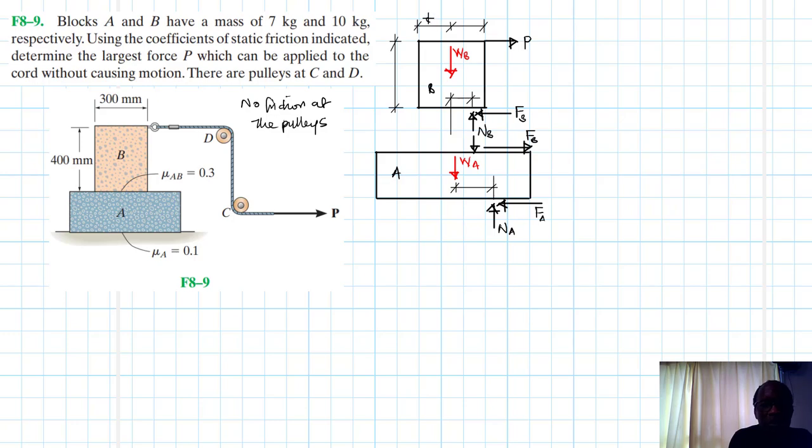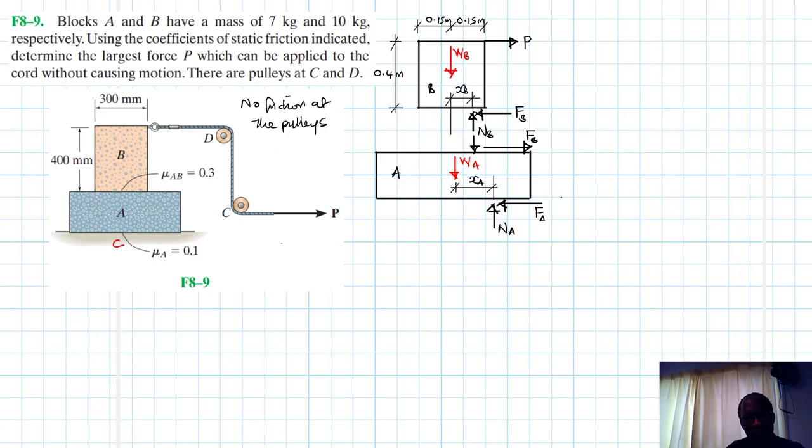So let's call this as 0.15 meters, 0.15 meters. These are meters, and then this one is 0.4 meters. Okay, and then this one, let's call it XB, this one XA. Okay, all right, so let's start the work.